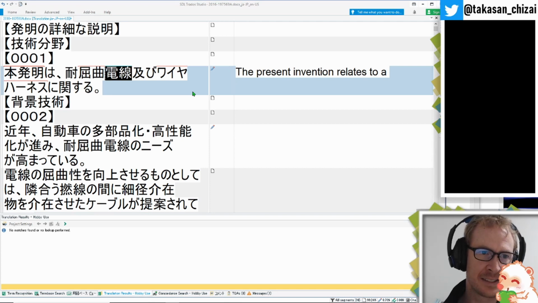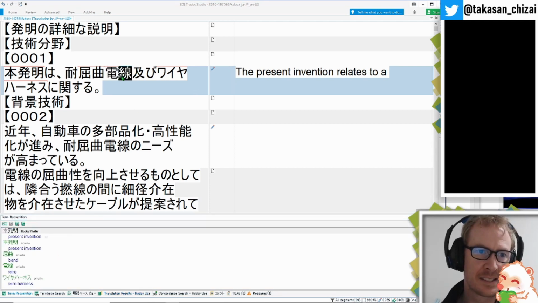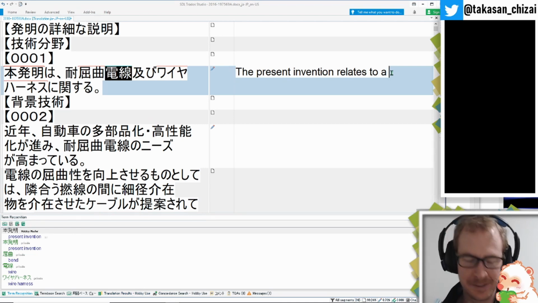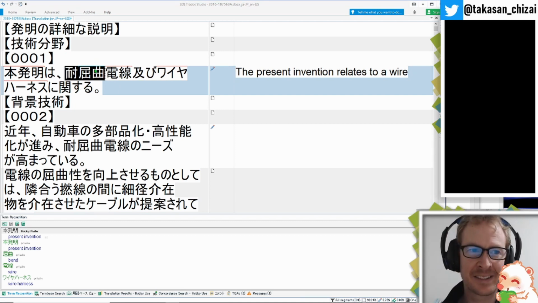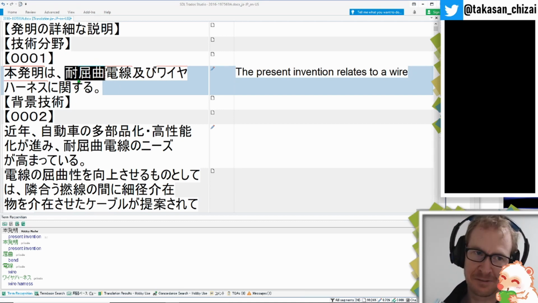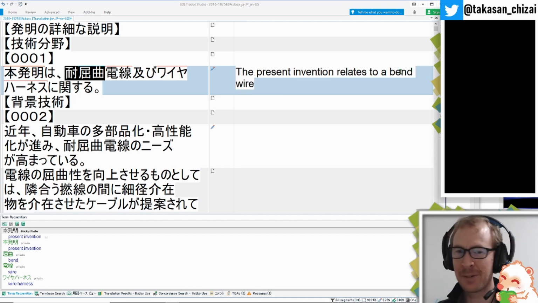So, present invention relates to a. So what are we looking at here? We're looking at this word here. I think we can just go with wire here. We don't need to get fancy with the electric part on top. Now the question is, what does this refer to? So we know this is bend, and we know this is resist. So can we get fancy and put an adjective in front of the wire? Bend or flex? How would you guys go here? Would you put a bend or a flex here?